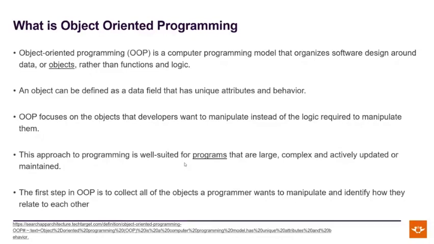So the first step in OOP is identifying what object you want to manipulate, and then how they relate to each other. Objects also relate and link to each other. You can define a car as an object, but inside a car there are many other objects. An engine is an object, the chair is an object, the passenger is an object.